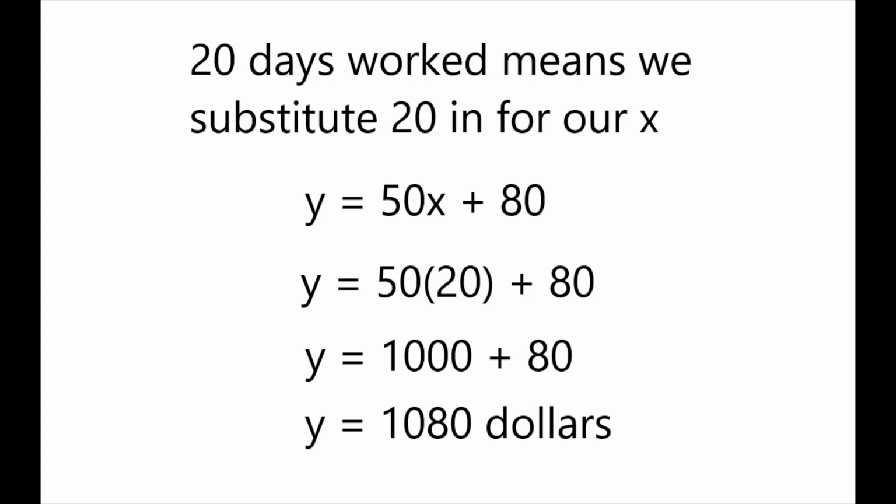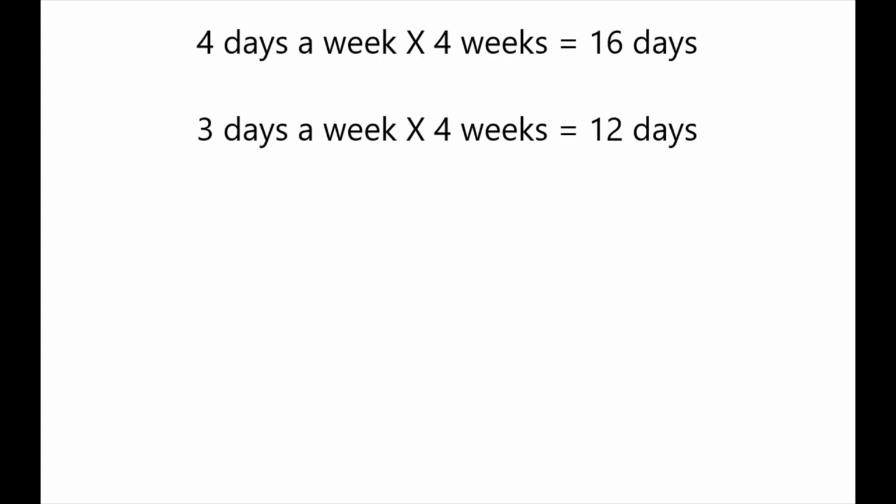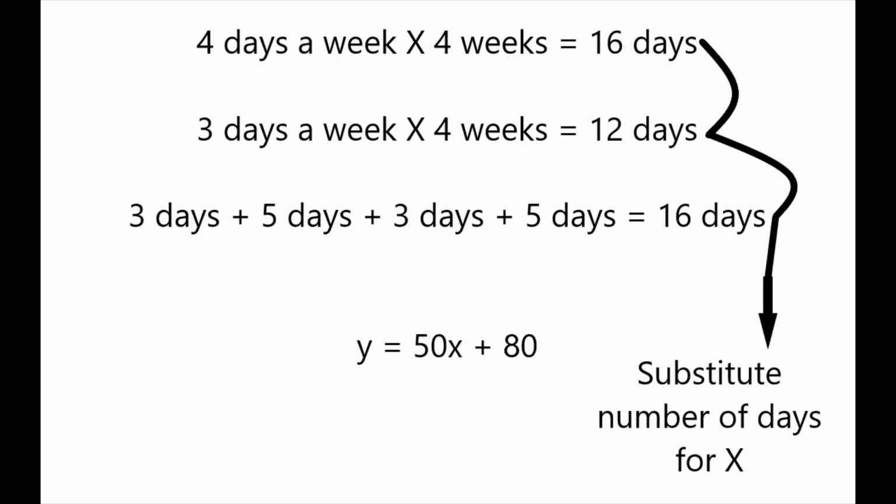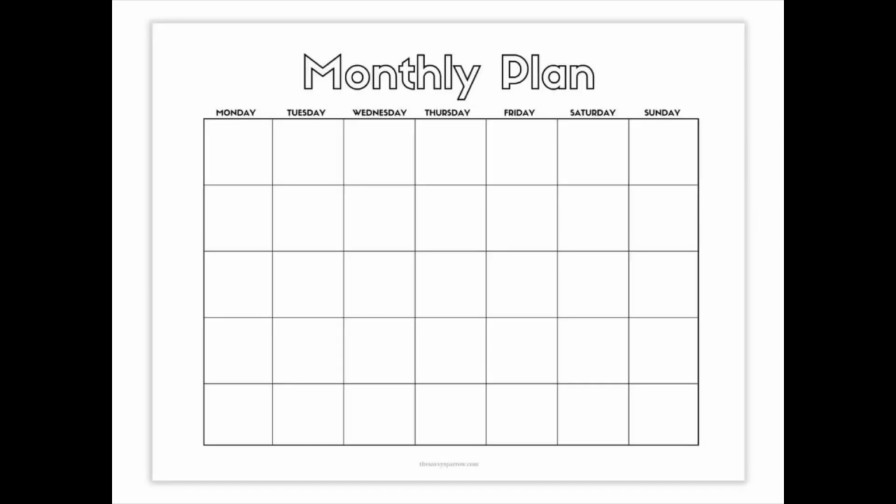So if we only wanted to work 4 days a week, or 3 days a week, or 3 days one week, then 5 days another week, all we would have to do is total up the number of days that we worked, plug that in for our x value, or substitute that in for our x value, and then solve. And that way, we can determine how much we'll make before we start working, so we can plan out what our work month is going to look like.